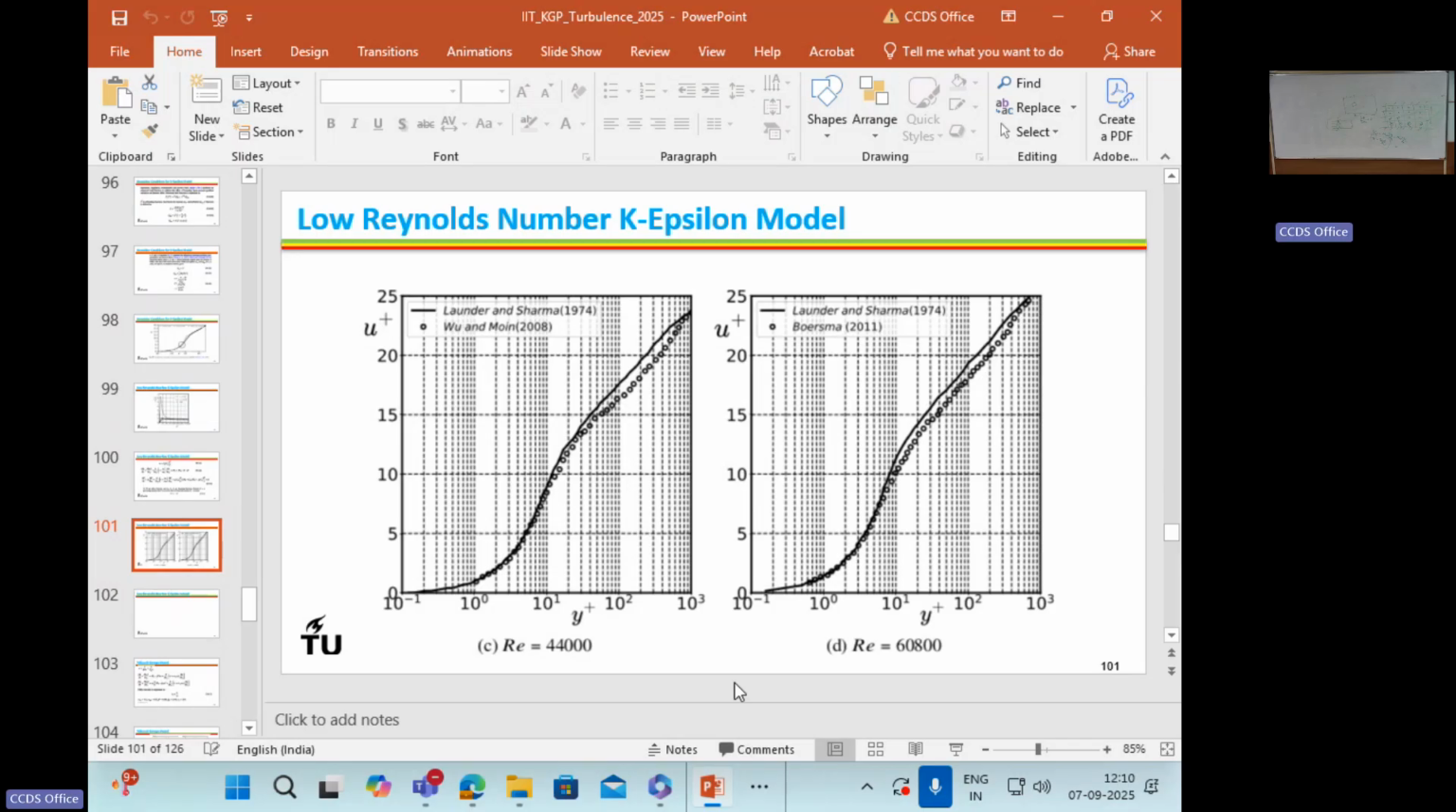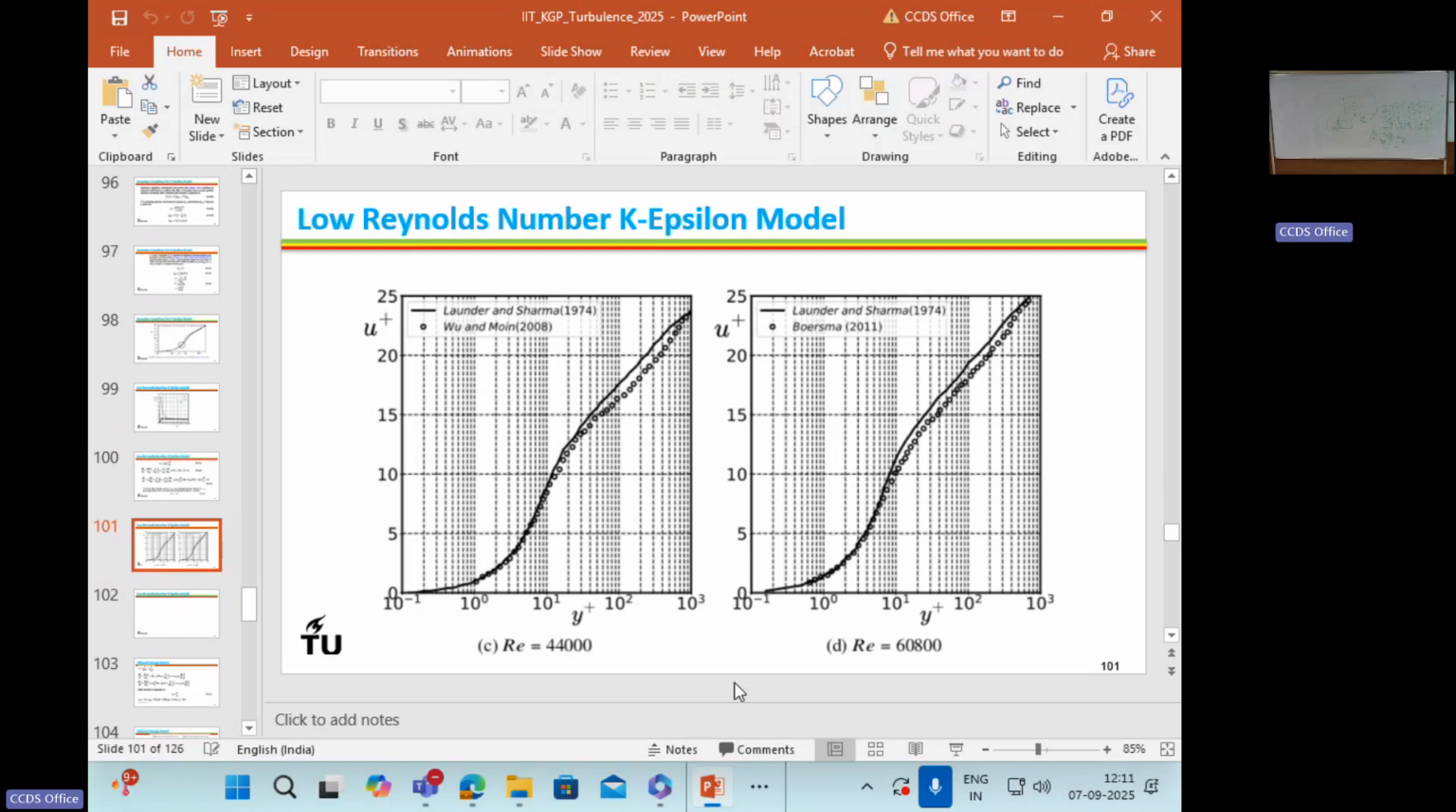I'll provide it. Okay, this is a functional definition. There are almost 20 to 30 variants. So nothing is simple. There is not any unifying model, but mostly the Launder Sharma model has been validated for most of the cases. Okay, then if someone tells you K epsilon Launder Sharma, is it a high Reynolds number model or a low Reynolds number model? Low Reynolds number model.